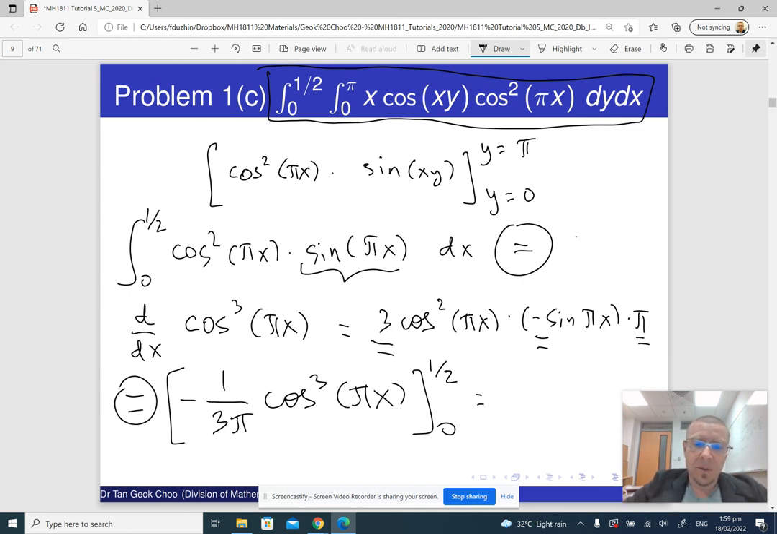Okay, when x is 1/2, here I get pi over 2, and cosine of pi over 2 is 0. So it's just 0. And when x is 0, here I get cosine of 0, which is 1. So it simplifies things, and the final answer is just 1 over 3 pi. Okay, that's all.